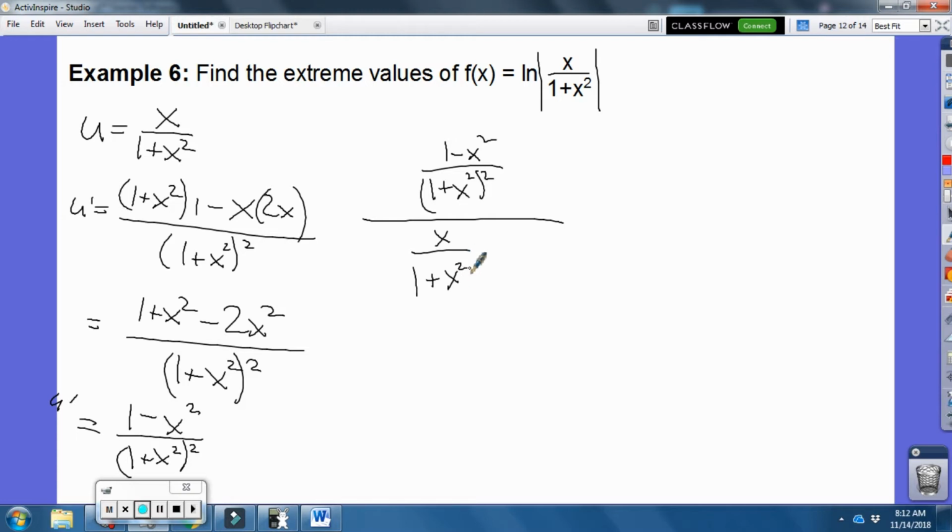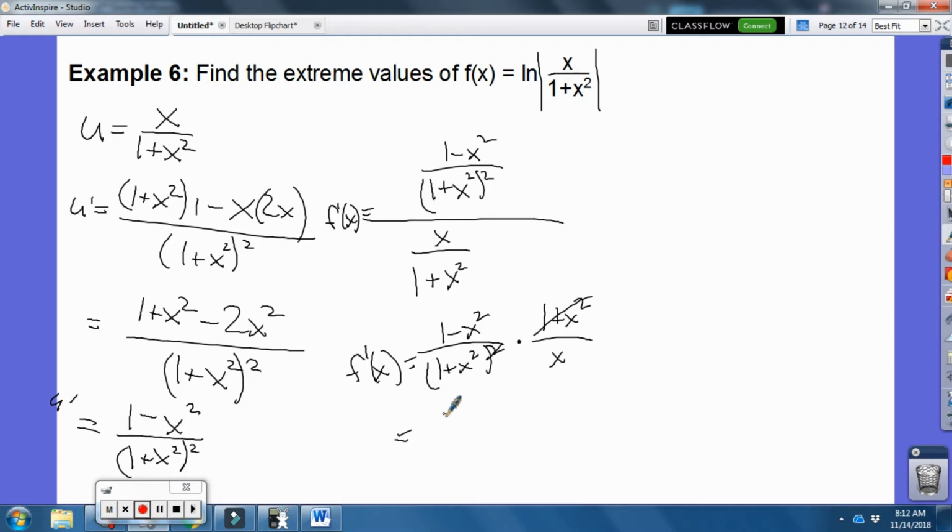Since I am dividing fractions here, I should mark that this is f prime of x. Since I am dividing fractions, I can rewrite this as multiplying by the reciprocal: 1 minus x squared over 1 plus x squared squared, times 1 plus x squared over x. These two cancel, and I'm left with 1 minus x squared over x times 1 plus x squared.